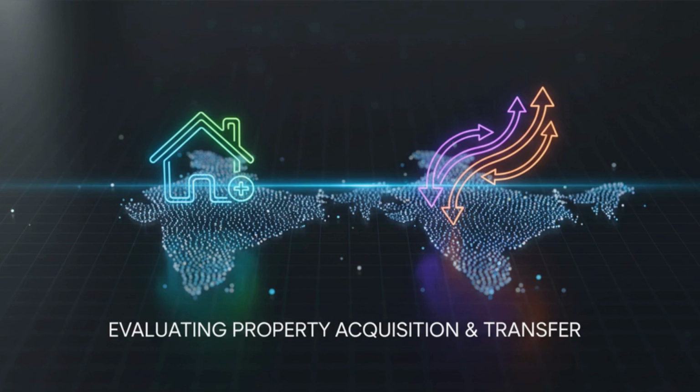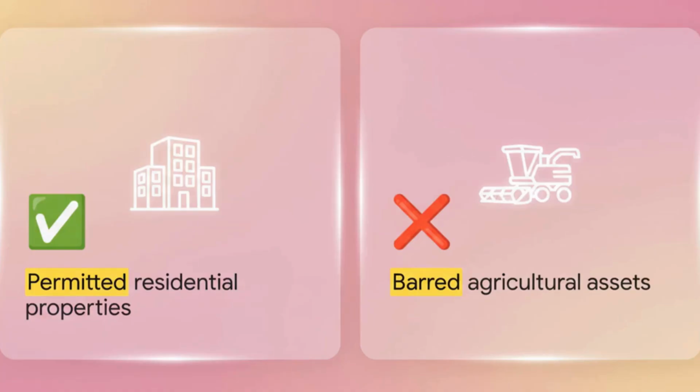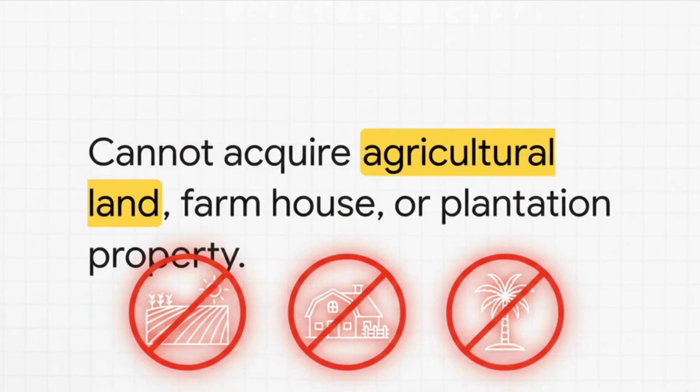Let's assess. As an advisor, you must immediately separate permitted residential properties from barred agricultural assets. See, there is an absolute bar on acquiring agricultural land, farmhouses, or plantation properties.